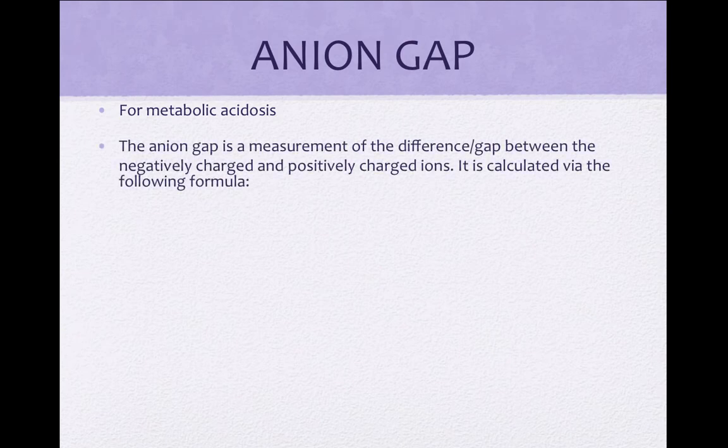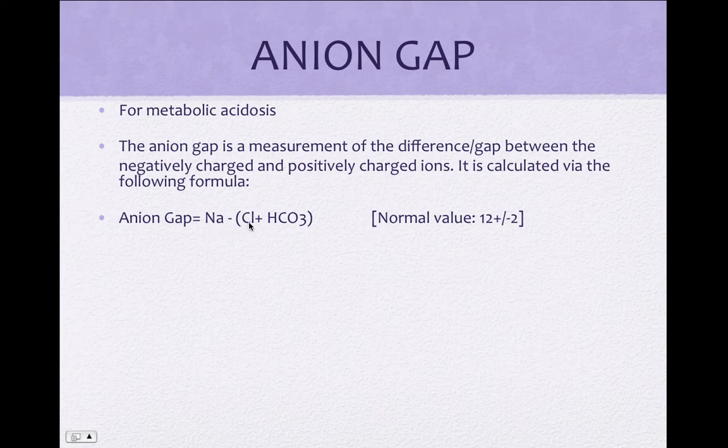Now, specifically for cases of metabolic acidosis comes the question whether this excess acid is internal or external in origin. For this, we can calculate anion gap. The anion gap is a measurement of the difference or gap between the negatively charged and positively charged ions. It is calculated via the following formula. It is sodium minus chloride plus bicarbonate. The normal value is 12. And this is a very important step as it rules out a chunk of possible differentials.